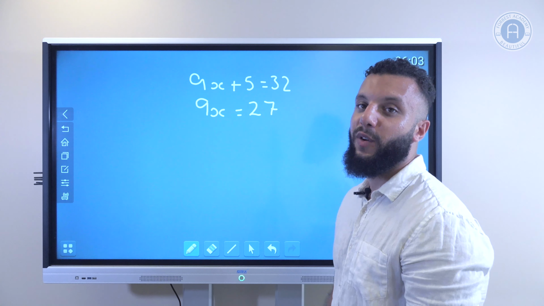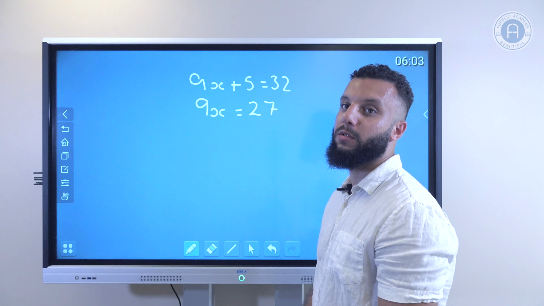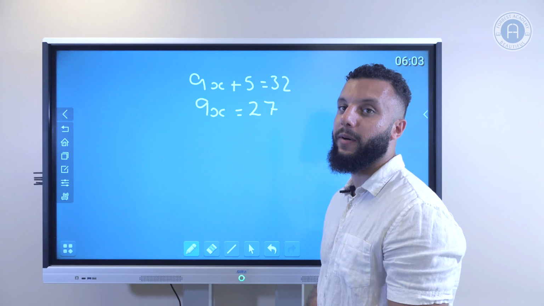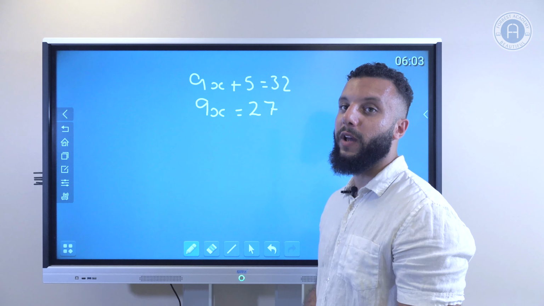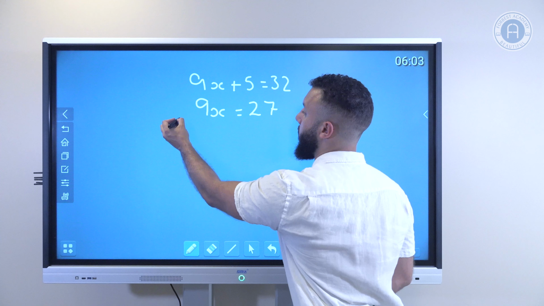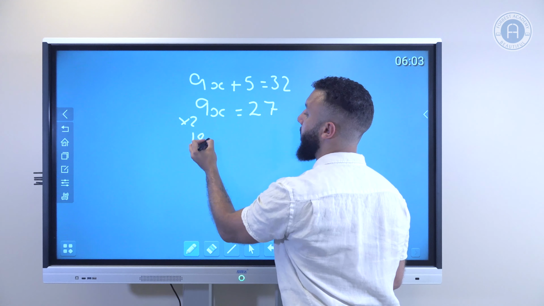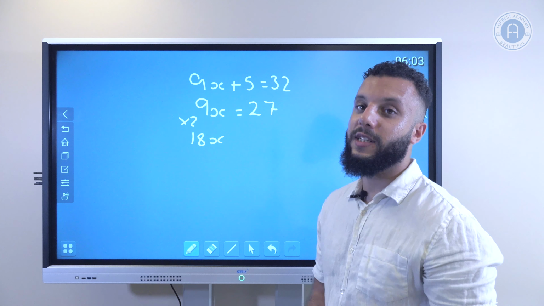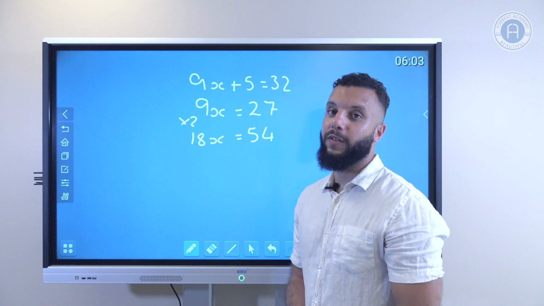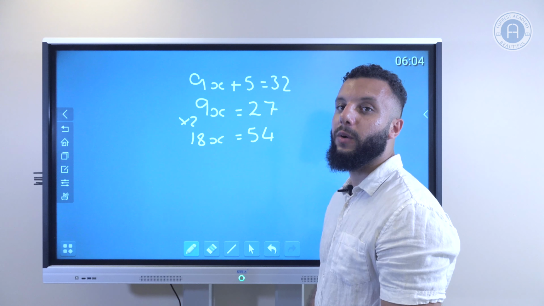Now normally we would divide by 9 to get a value for x, which we could then substitute into 18x plus 5. But here's a trick tip for you that will help you save some time in your SSAT paper. We can just multiply everything here by 2, we'll get straight to the value of 18x. 9 times 2 is 18, making it 18x. And 27 times 2 is 54.